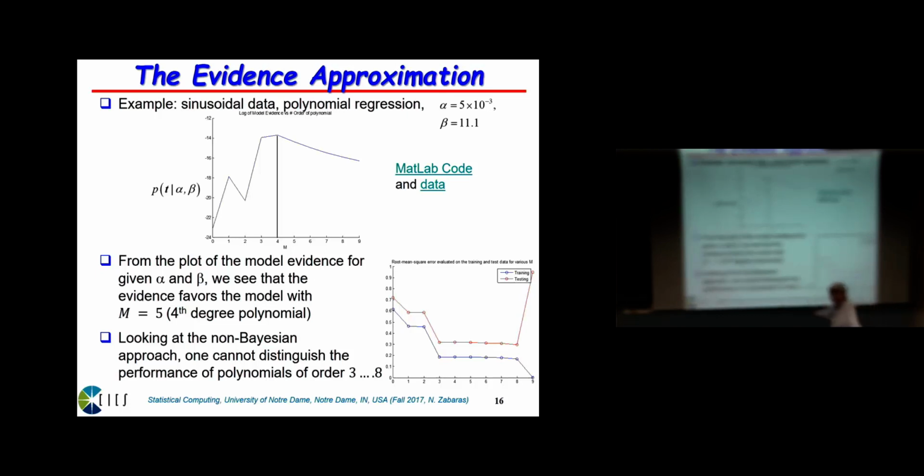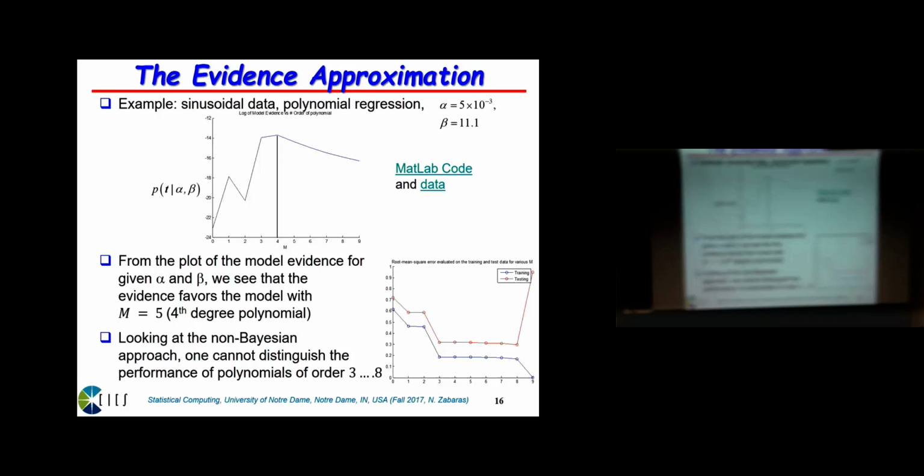Because you remember, how do we control complexity? By maximizing the evidence. If you plot it for a given alpha and beta, it is maximized for a polynomial of order 4, and that's what you need to select in this particular data set. This calculation I'm doing with constant alpha and beta, so we have to go back and discuss how to maximize that evidence with respect to alpha and beta.